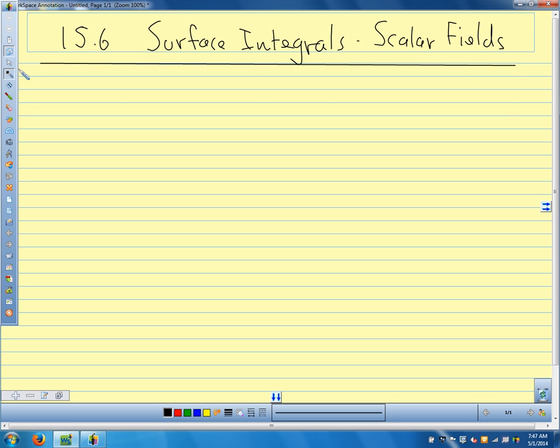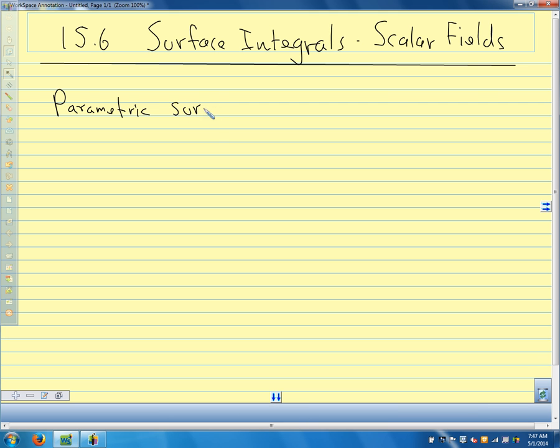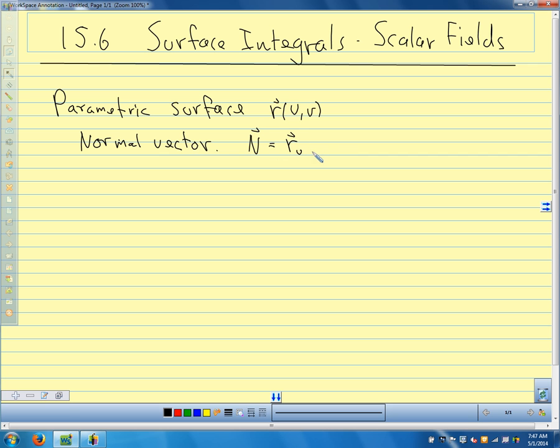So in the last couple of sections, we remember we were talking about a parametric surface, r of u and v. And we said our normal vector, we can find a normal vector. So just recapping, a normal vector to the surface at a particular point is n equals r sub u cross r sub v. So that gave us a normal vector.